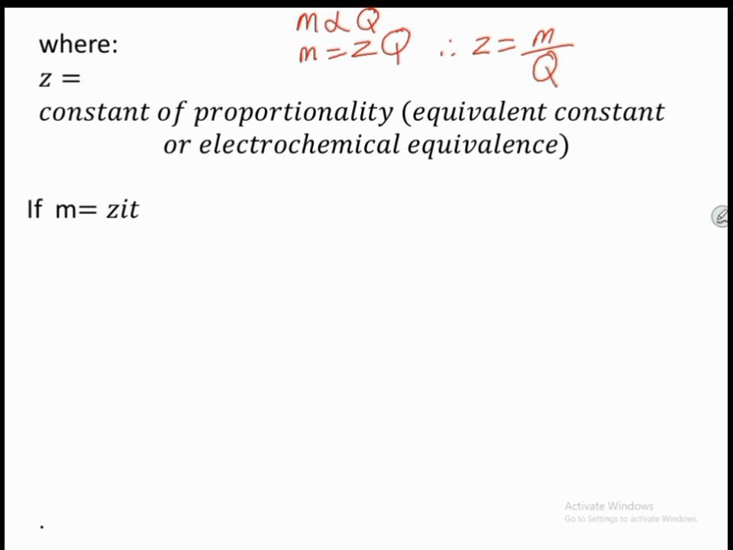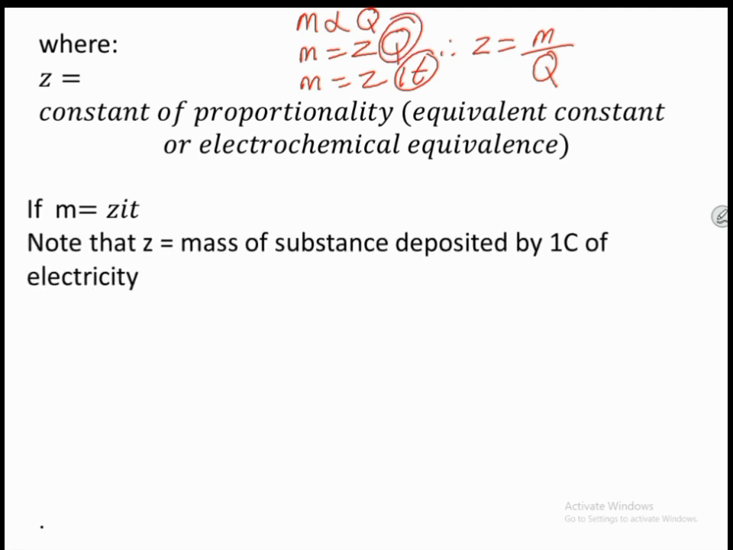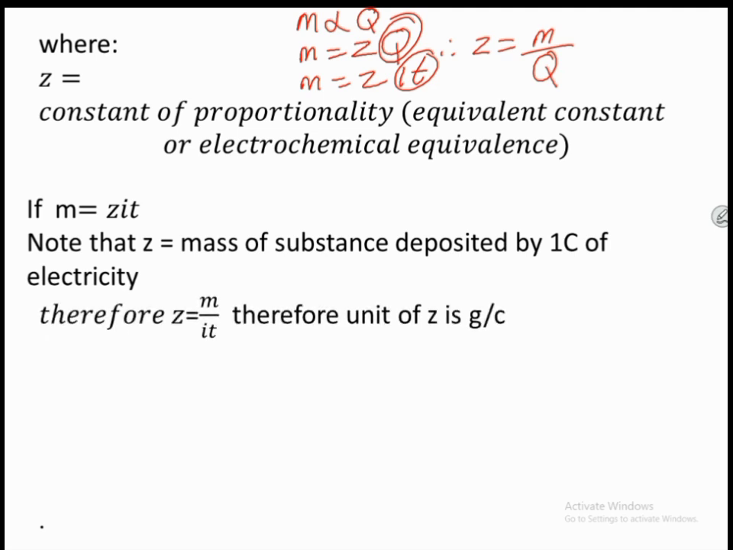So we can also say mass is equal to ZIT, because IT stands for Q. Now Z is equal to the mass of substance deposited by 1 coulomb of electricity. Therefore, Z is equal to M over IT. Just like I said, Z is equal to M over Q, which means Z is equal to M over IT, where IT stands for Q.